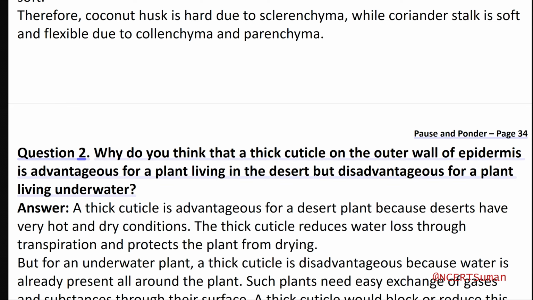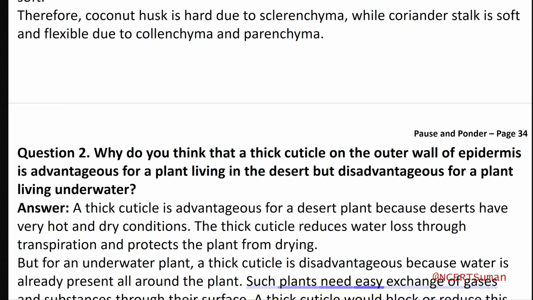Question 2. Why do you think that a thick cuticle on the outer wall of epidermis is advantageous for a plant living in the desert but disadvantageous for a plant living underwater? Answer. A thick cuticle is advantageous for a desert plant because deserts have very hot and dry conditions. The thick cuticle reduces water loss through transpiration and protects the plant from drying. But for an underwater plant, a thick cuticle is disadvantageous because water is already present all around the plant.